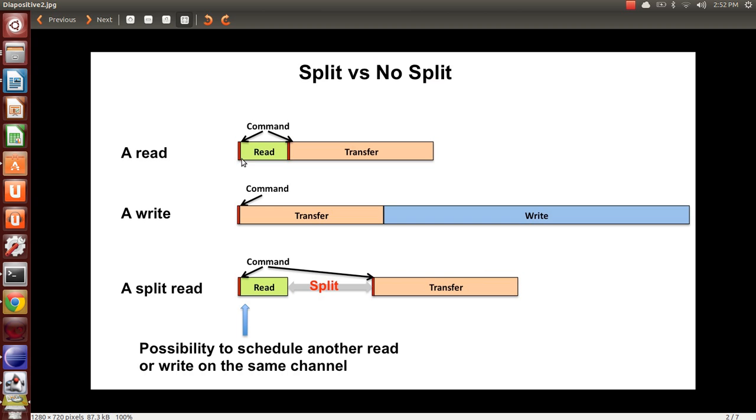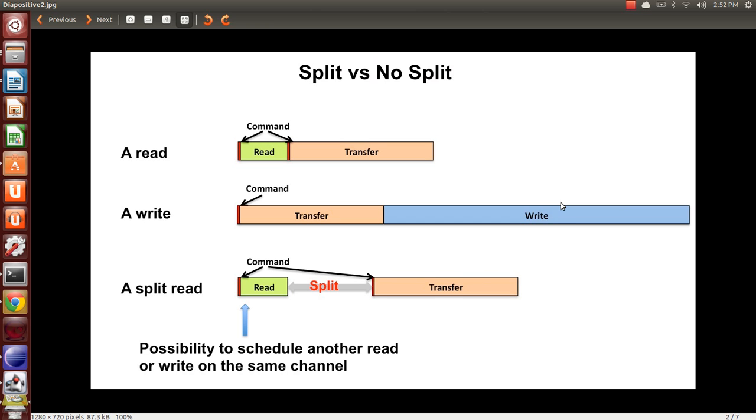A read consists of two components, the actual flash read and the transfer of the page from flash to the controller. A write has the reverse structure, so it first of all consists of the transfer of a page from the controller to flash and then the write of the page on flash.